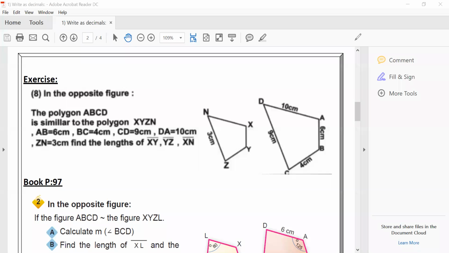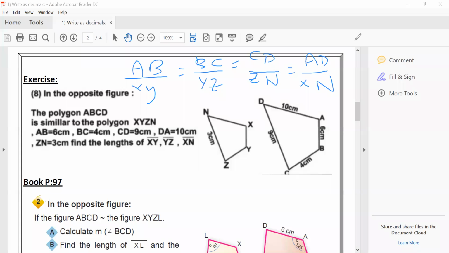Okay, again, I was writing here that AB over XY equals BC over YZ equals CD over ZN equals AD over XN. Then I have substituted what is given. So I have 6 over XY equals 4 over YZ equals 9 over 3 equals 10 over XN.